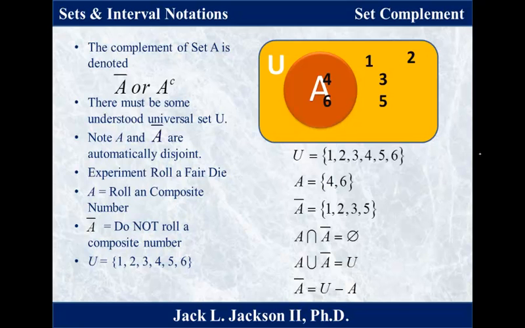So A and not A, the complement of A, are automatically disjoint, and the two union together to give you the whole universal set. So that's basically what I've said here. If A is the set 4 and 6, then not A would be whatever's in the universe that's not in A. That would be the set 1, 2, 3, and 5. Notice if we take A intersect not A, we always get the empty set regardless of what A is. A union not A is going to be the universal set, whatever that is. And so not A is basically the universal set, take away A.